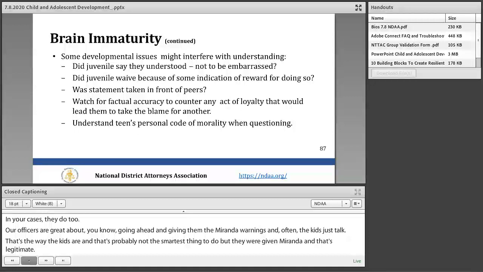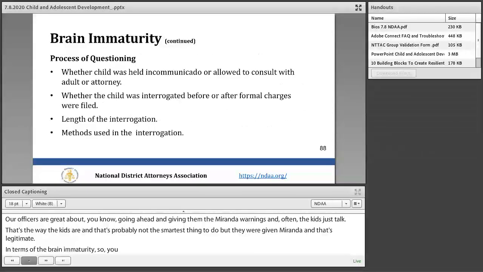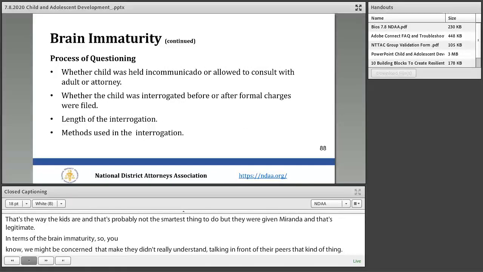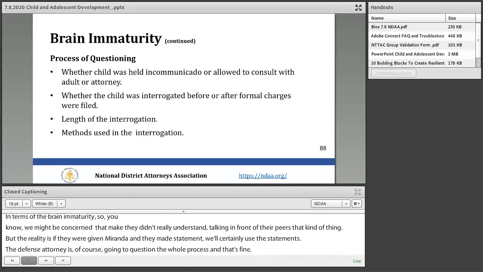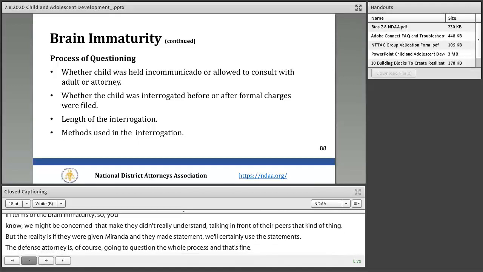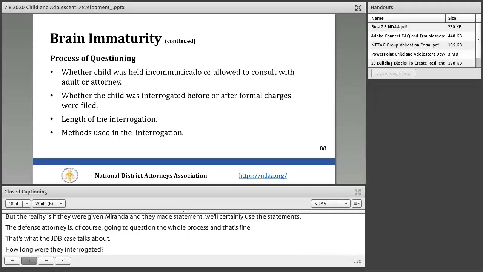In terms of the brain immaturity, we might be concerned that maybe they didn't really understand, or was it taken in front of their peers, that type of thing. But the reality is, if they were given Miranda and they made statements, we're certainly going to use those statements. The defense attorney is, of course, going to question the whole process, and that's fine. And that's what the JDB case talks about.